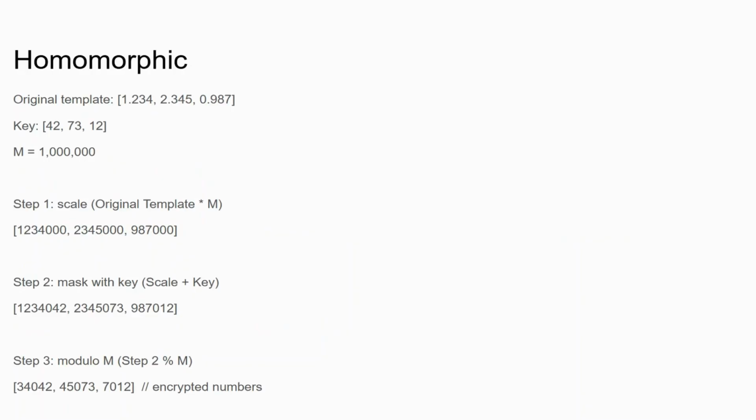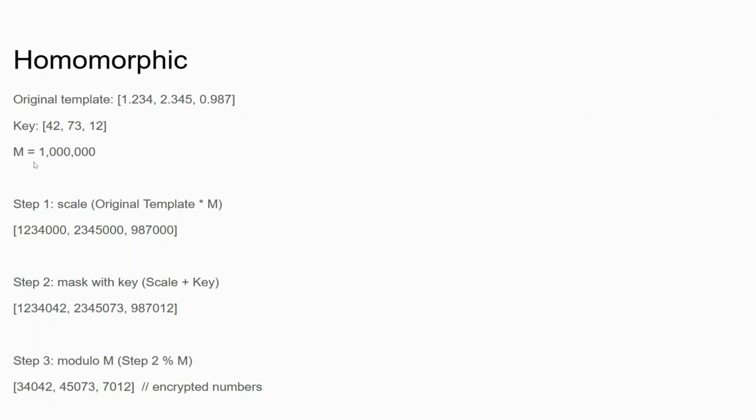And the last encryption method is homomorphic. I'll run you through a quick example because that'll be much easier to understand. What it does is you have your original template on the screen. Then it's going to generate a random key. And the template and the key must be the same length.